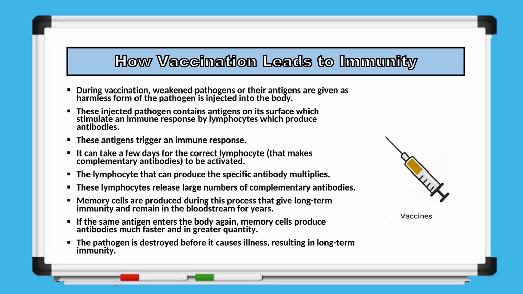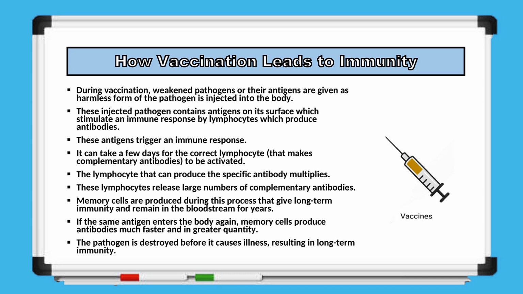Now, let's explain how vaccination leads to immunity. During vaccination, a harmless form of a pathogen or just its antigens is introduced into the body. These antigens are enough to stimulate an immune response without causing the actual disease. The antigens on the pathogen's surface are detected by lymphocytes. It may take a few days for the specific lymphocyte that can produce complementary antibodies to be activated. Once activated, this lymphocyte multiplies and releases large numbers of antibodies that match the pathogen's antigens.